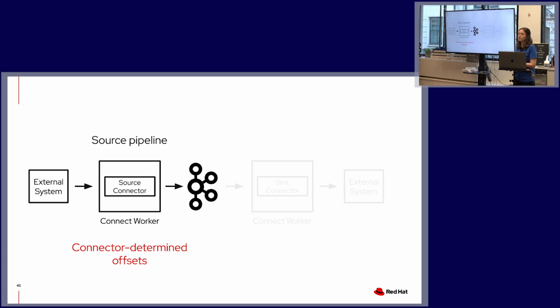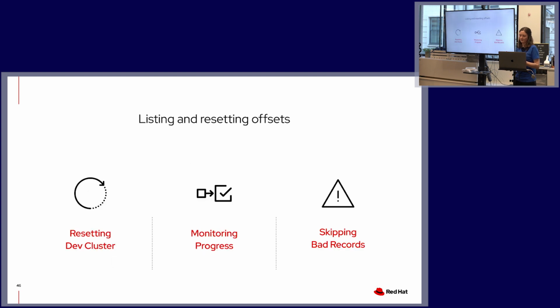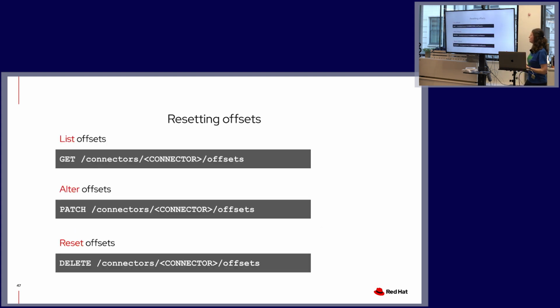And until recently, if you wanted to do anything with those, you would have to interact with the topics directly. So for example, you might want to reset a dev cluster by getting rid of all the existing committed offsets, or you might want to just see what offsets your different connectors had got up to, or perhaps skip particular offsets if there's bad records that are causing a problem in your data pipeline. Until recently, you would have had to go in and actually query the topic yourself and perhaps send records to it to change the offsets. But there's now some endpoints that you can use to do it.